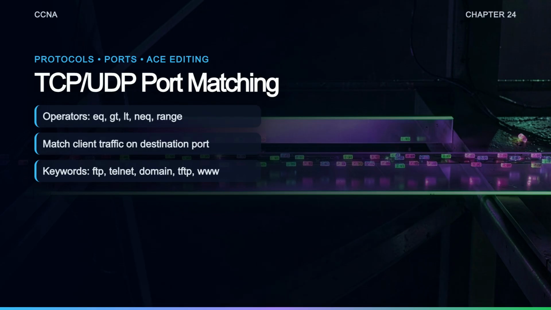Some well-known ports have keywords: ftp, telnet, domain for DNS, bootps and bootpc for DHCP server and client, tftp, www. These replace the port number in show command output. And a critical detail: when you filter client to server traffic, the protocol's port number is always the destination port, not the source. So, to block HTTP access, you match on destination.